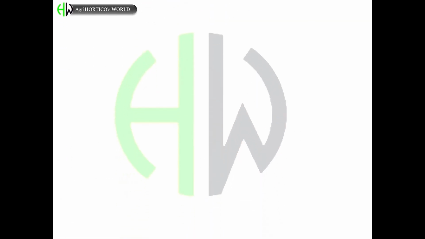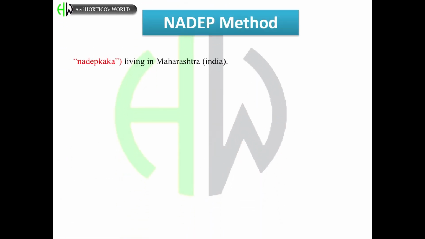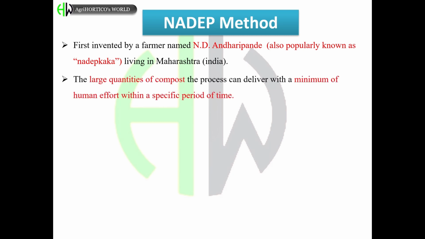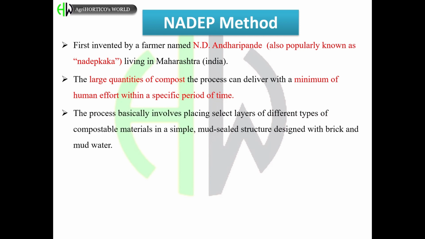Another important method is Nadef method. First invented by a farmer named N.D. Pandhari Pande, also popularly known as Nadef Kaka. In this, large quantities of compost can be delivered with a minimum of human effort within a specific period of time. The process basically involves placing selected layers of different types of compostable materials in a simple, mud-sealed structure designed with brick and mud.